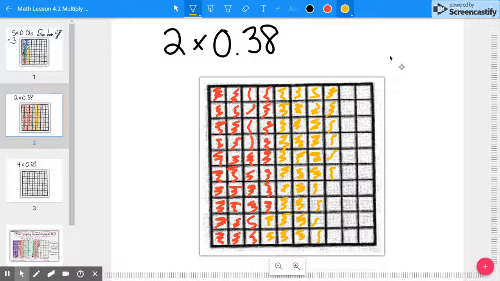So now to find my answer, I need to figure out how many I have all together. Remember I said 1 long equals 1/10. So I have 1 complete column. 1 long, 2 longs, 3 longs, 4 longs, 5 longs, 6 longs, 7 longs. So I have 7/10. And then this is not a full long, so this would be my hundredths. I have 100th, 200th, 300th, 400th, 500th, 600th. So my answer is 76 hundredths.